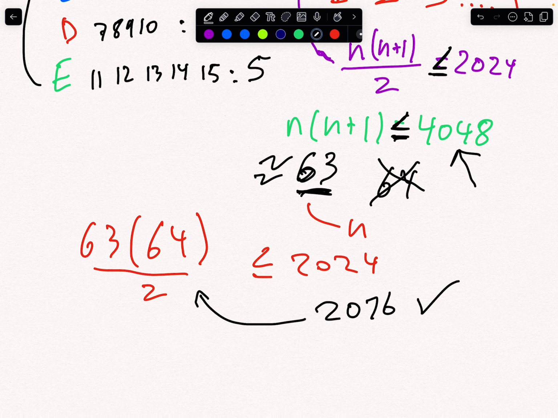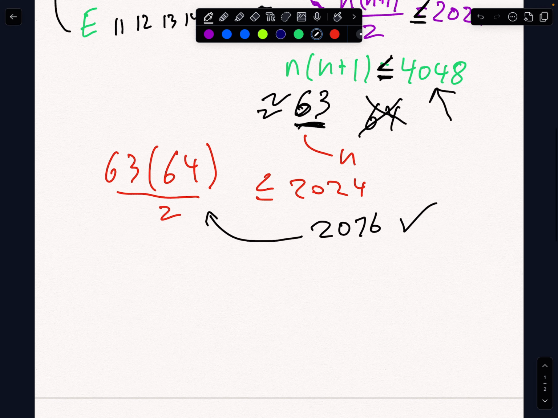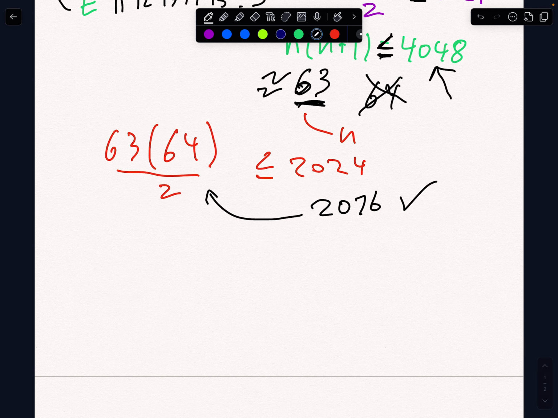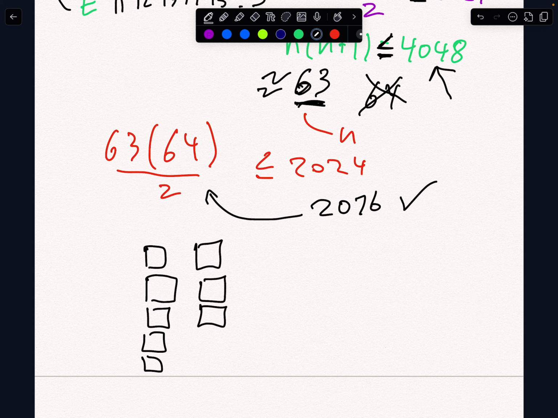So what do we know now? Well, if you have a row of bins, where bin A is bin 1, then you have bin B, C, D, E, and so forth. Bin 63 is going to have the 2016th ball.